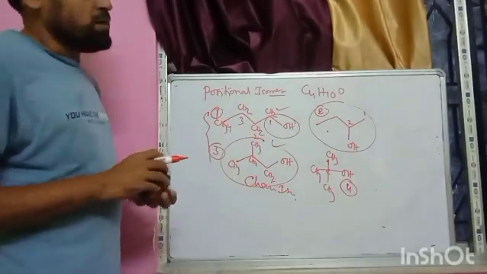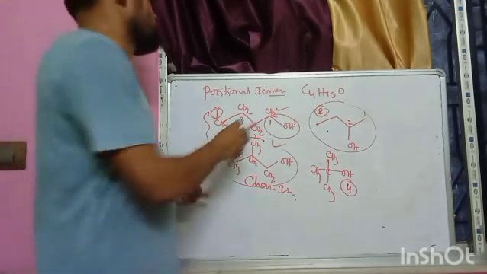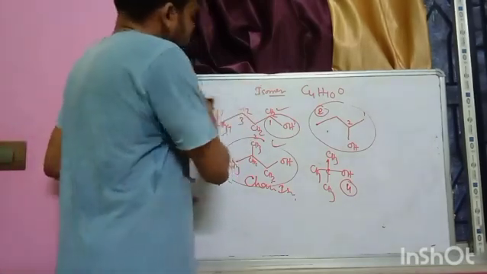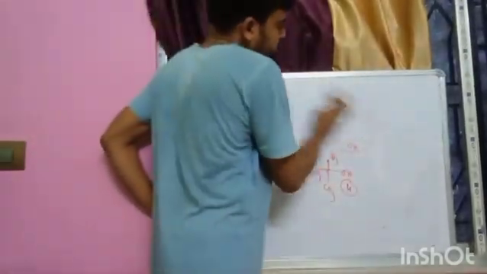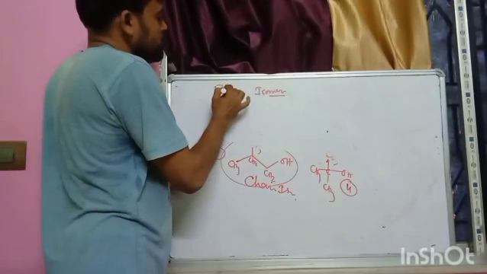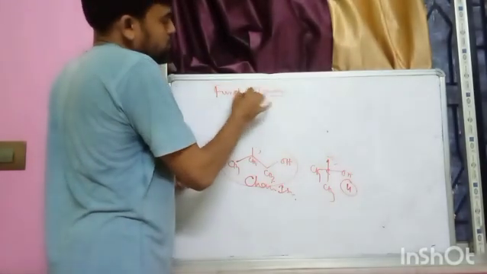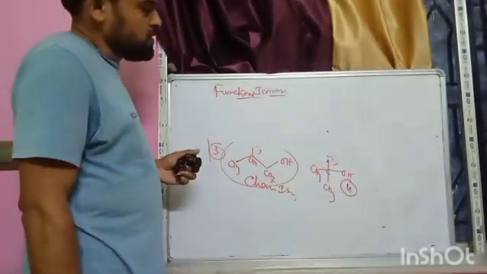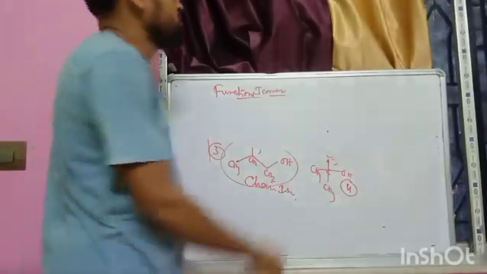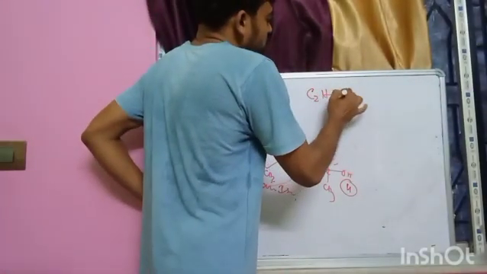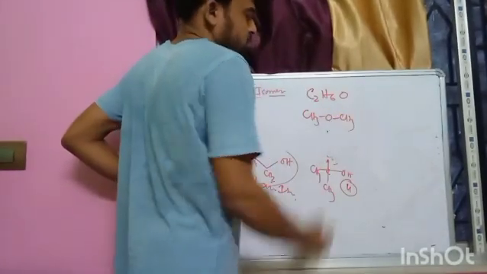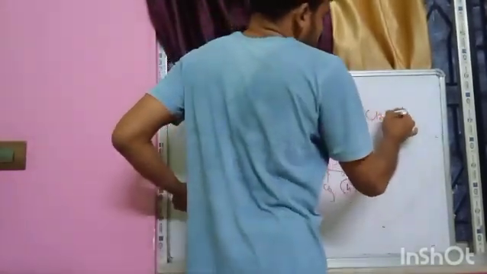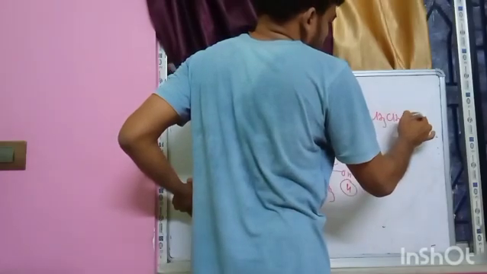coexist here. The another is functional group isomer. Functional group isomer means here the functional groups are different. Functional group isomer, let us take an example C2H6O. Here in case of C2H6O, CH3OCH3 or CH3CH2OH.